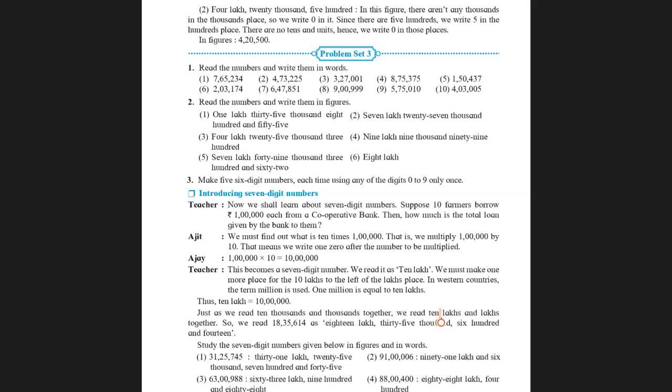Question number 9, 5,75,010. 10th question, 4,03,005. 4,03,000, because there's nothing in the 10,000s place, whereas there is 3 in the thousands place. So it's 4,03,000. There's nothing in the hundreds and the tens place. So you come to the number 5. 4,03,005. Okay, children, I hope it's clear.